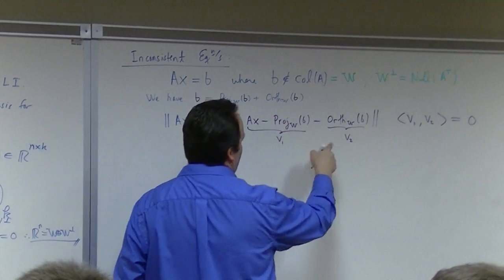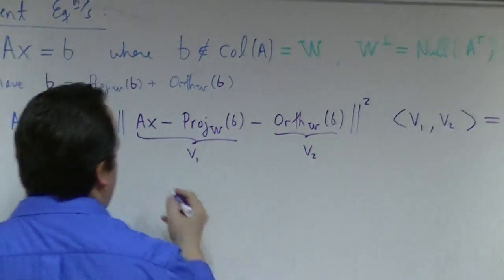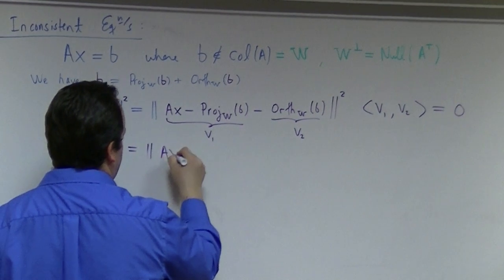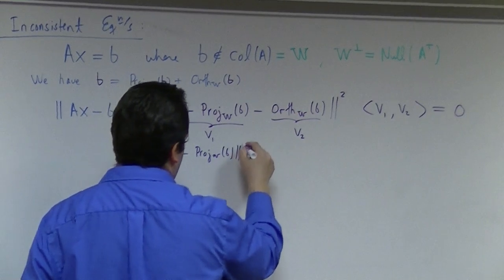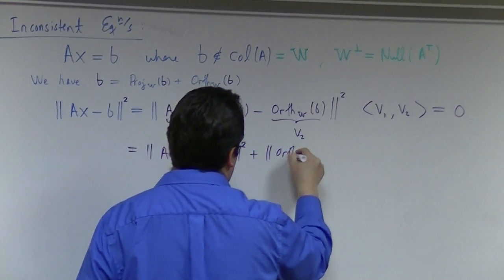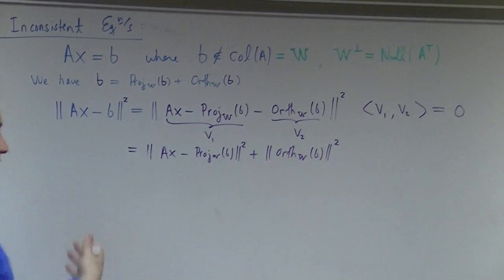Students. So the point is, if I square this, it's easier. And if you square it, you get the length of Ax minus the projection onto W of b squared plus the length of the orthogonal projection onto W of b squared. Now, there's nothing you can do about the second term. I mean, it is what it is. That, in some sense, is an exact measure of how far from being consistent your system of equations is. The larger that term is, the further you are away from having an actual consistent solution to the system of equations Ax equals b.